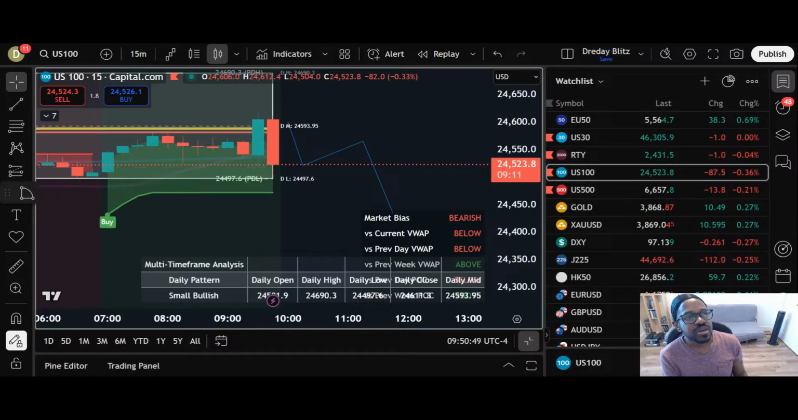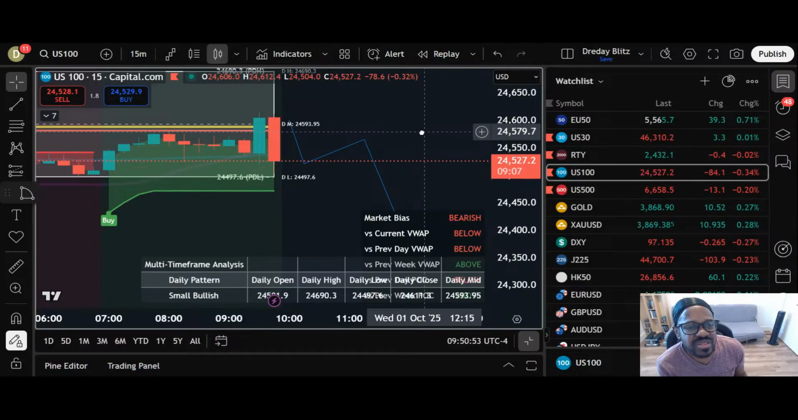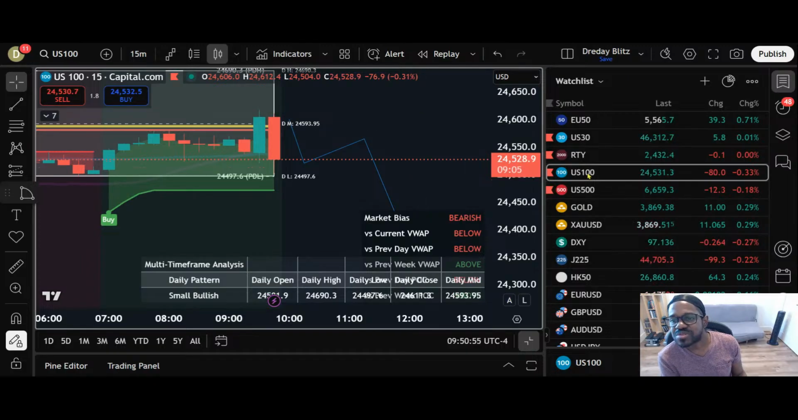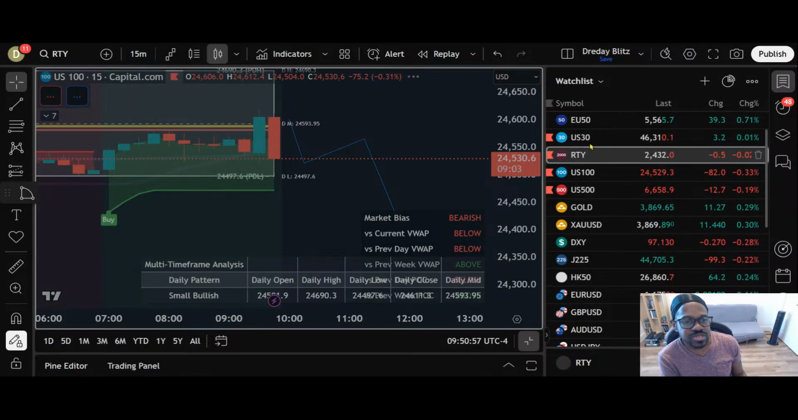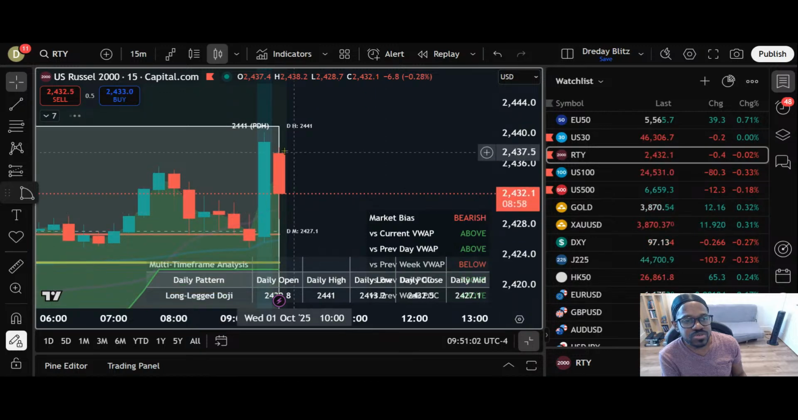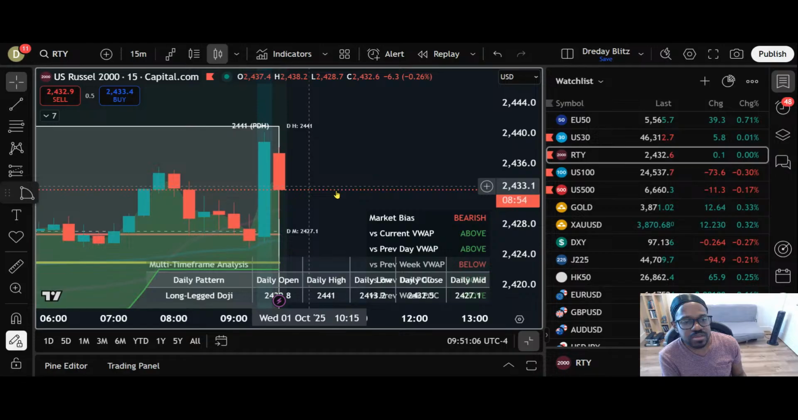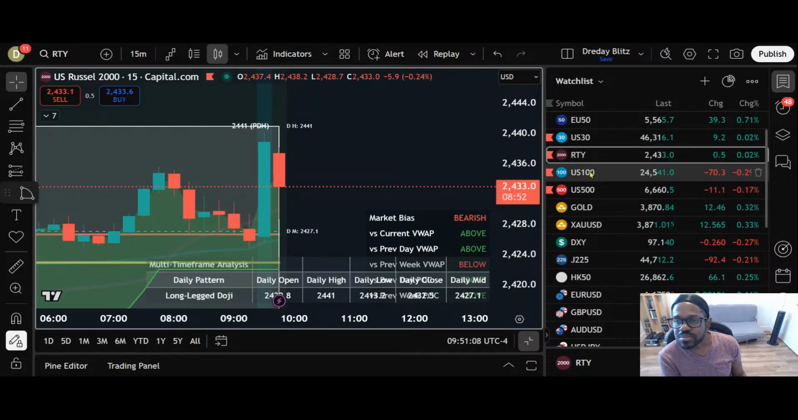Should be falling off a cliff right now. So beautiful. If we look at Russell, we should have the same thing. Yeah. So we have the big bullish candle, tried to reach the previous day high, failed, and now it's trading down.